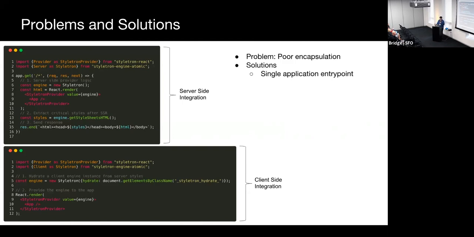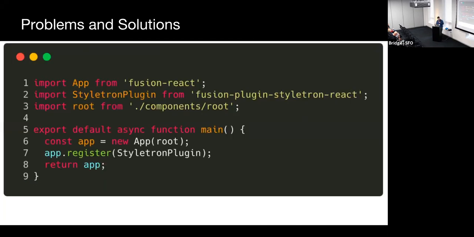The solution to this is we have a single application entry point, which means that all code is universal by default. All our plugins are universal and the plugins can hook into the component tree. So the plugins themselves can do things like add providers and handle serialization and deserialization. So this same integration in a Fusion app looks like this. You import your app, you import the plugin for Styletron, and you register the plugin. And that can do everything that the previous set of code was doing.